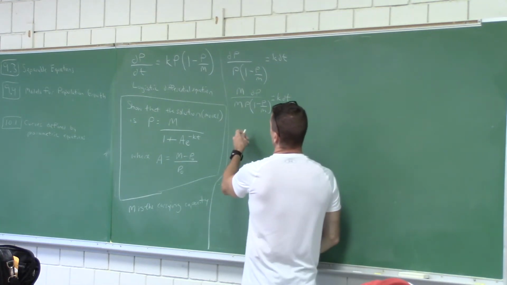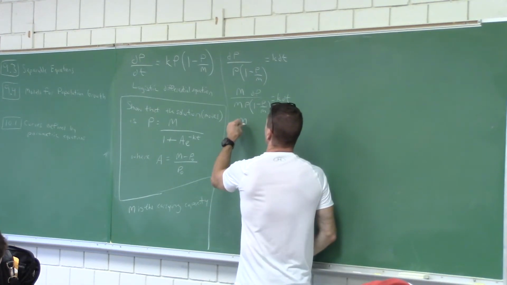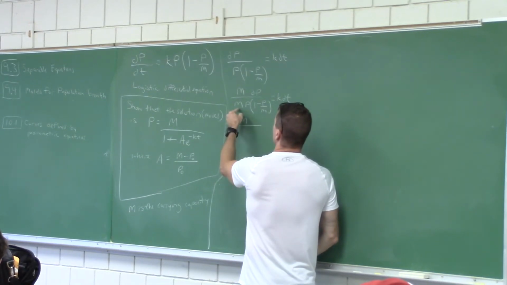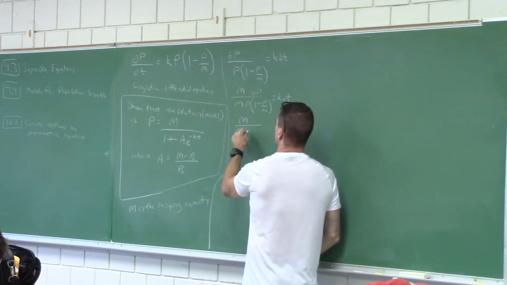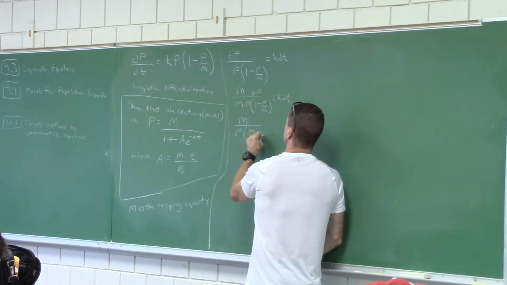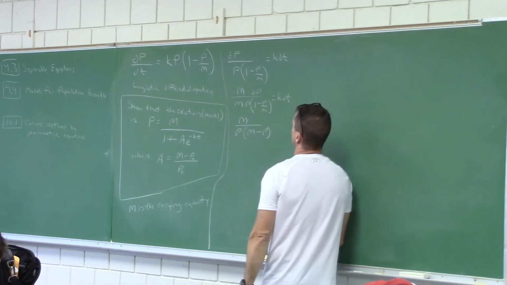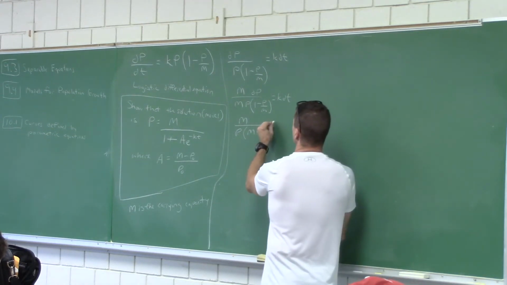If I do this, now what do you have? You get M over P times (M minus P), right? Hey, cool.